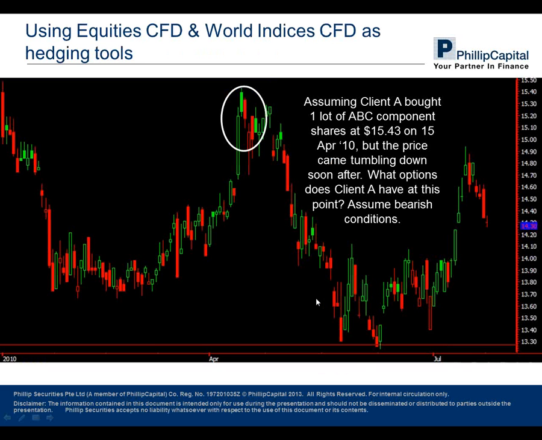So why CFD is so popular is because it can be used as a hedging tool. This is regardless of whether you're using equities or even world indices CFD. So let's assume that client A bought one lot of ABC component shares at 15.43 on the 15th of April, but the price came down. This is on the stock side. So what options does he have?